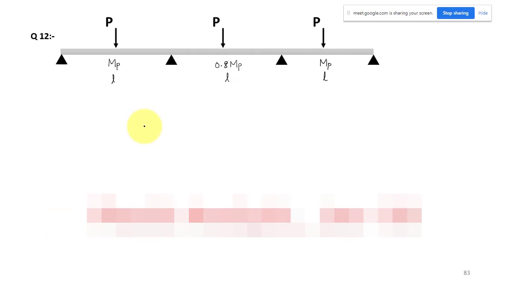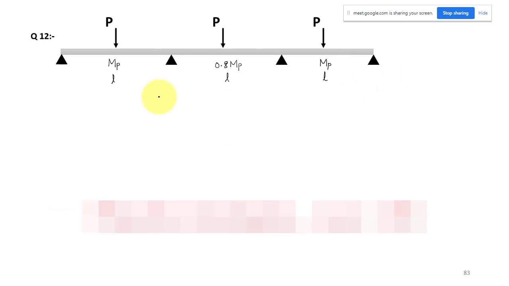Okay, so we have a continuous beam, a 3-span continuous beam. First we have to find the static indeterminacy. We have already done this: 5 minus 3 is equal to 2. So the indeterminacy is 2.